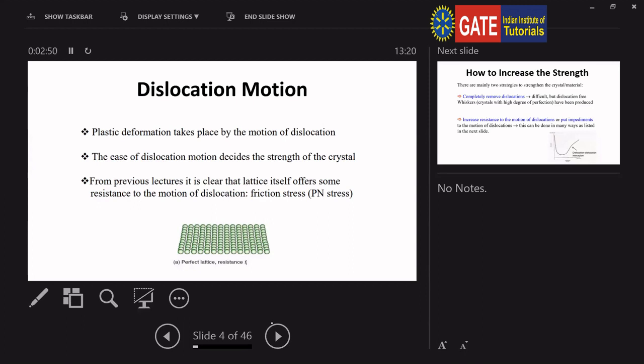From the previous class, what we have studied is that the lattice itself offers some resistance to the motion of the dislocation, and that is called the PN stress. You remember, Peierls-Nabarro stress we studied in the last class, not this class. We calculated the PN stress, which is the minimum amount of stress you have to apply in order to start moving the dislocation inside the lattice.